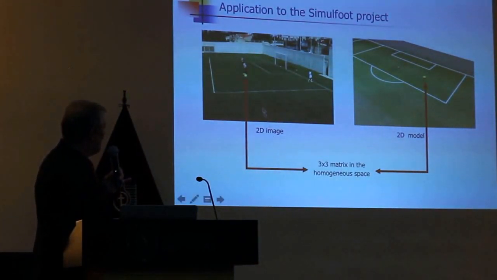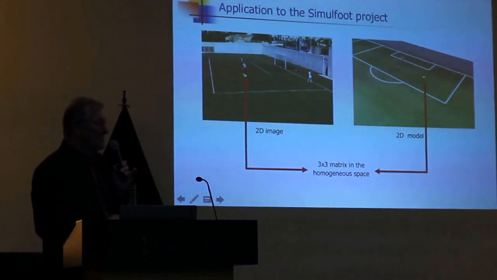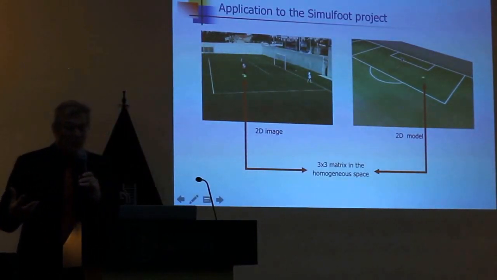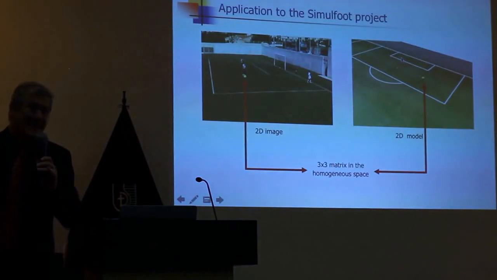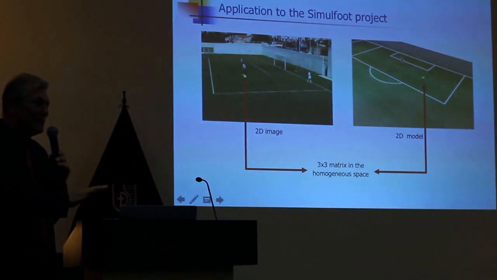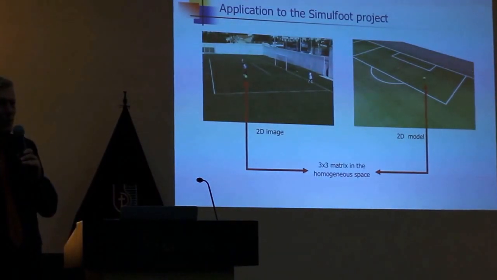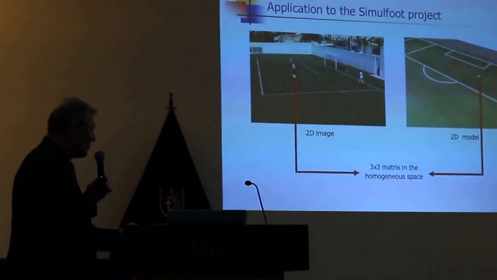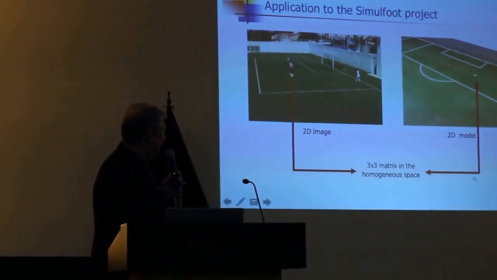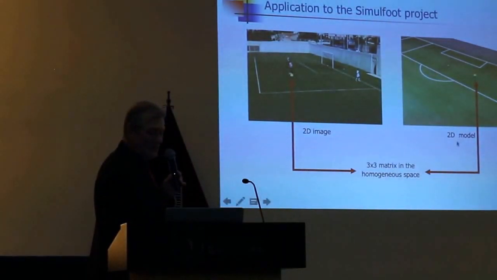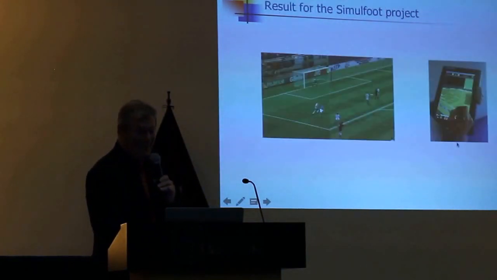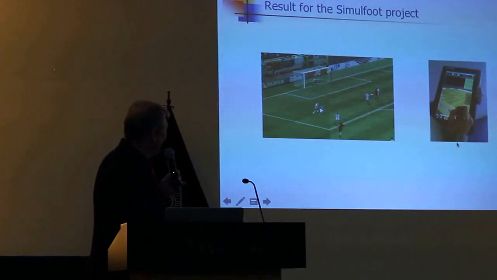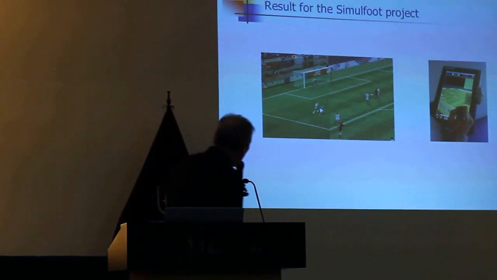That is, from this to this: if we consider the 3D space, we have a 4 by 4 matrix, but in this case, we have an image on the left and a model on the right. Both of them are 2D, and so we know that in the homogeneous space, a 3 by 3 matrix will set the correspondence. And once we have done that, automatically, we have exactly the representation of the scene.